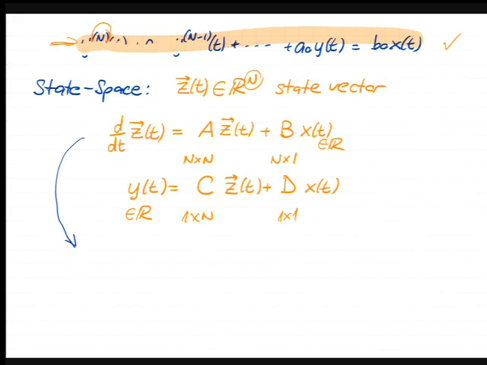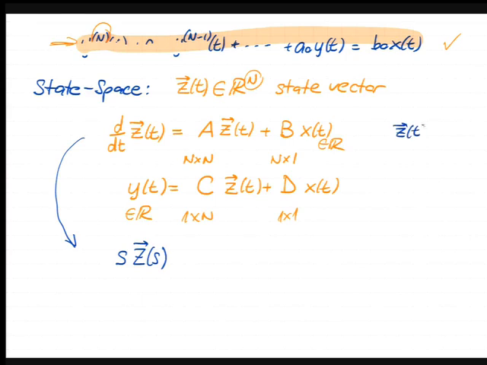Derivative means multiply by s. Now, what is the Laplace transform of a vector function? It's the vector that consists of Laplace transforms of its individual entries, right? And I'm going to call that, since it's still a vector, z vector of s. Okay?